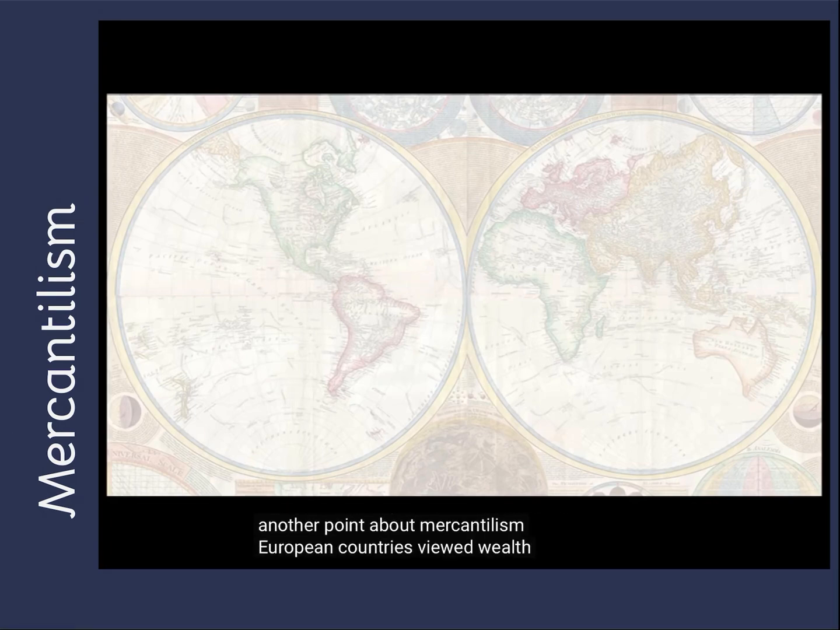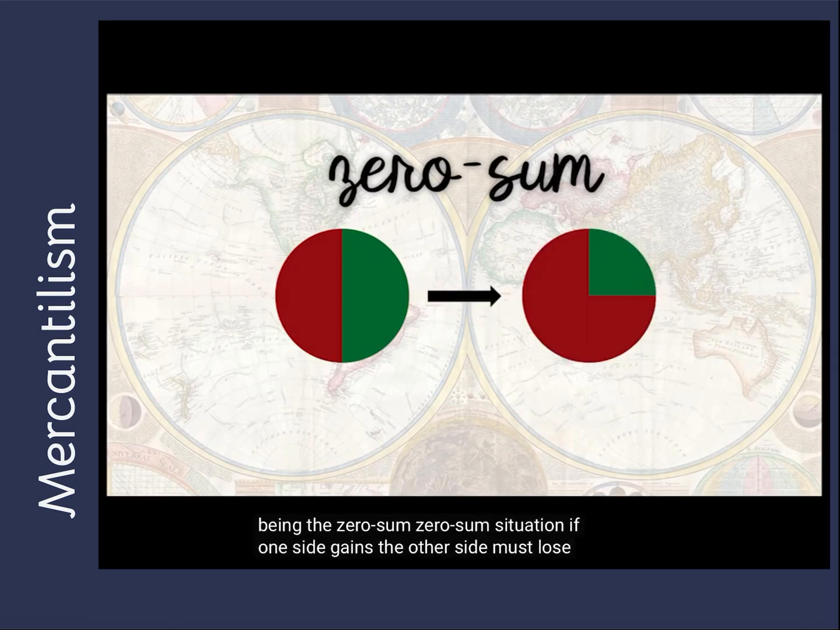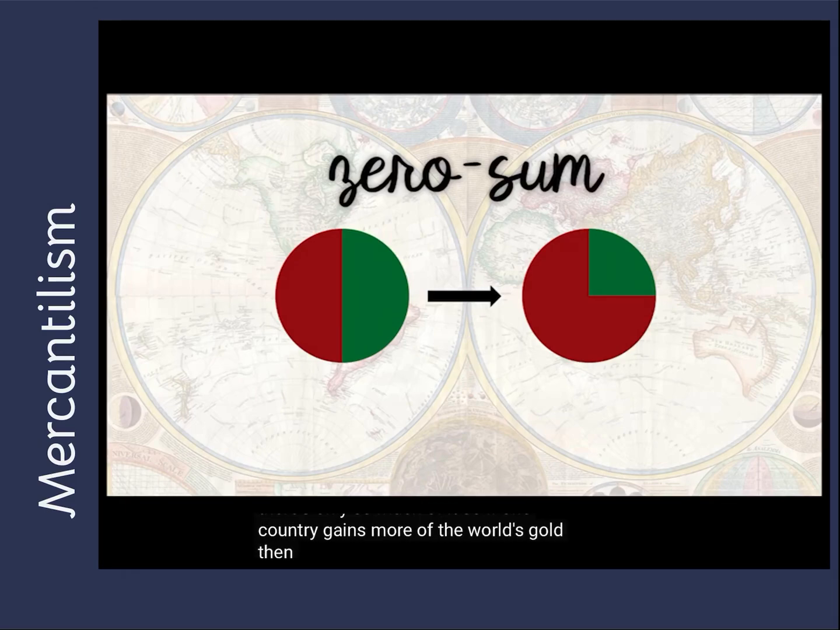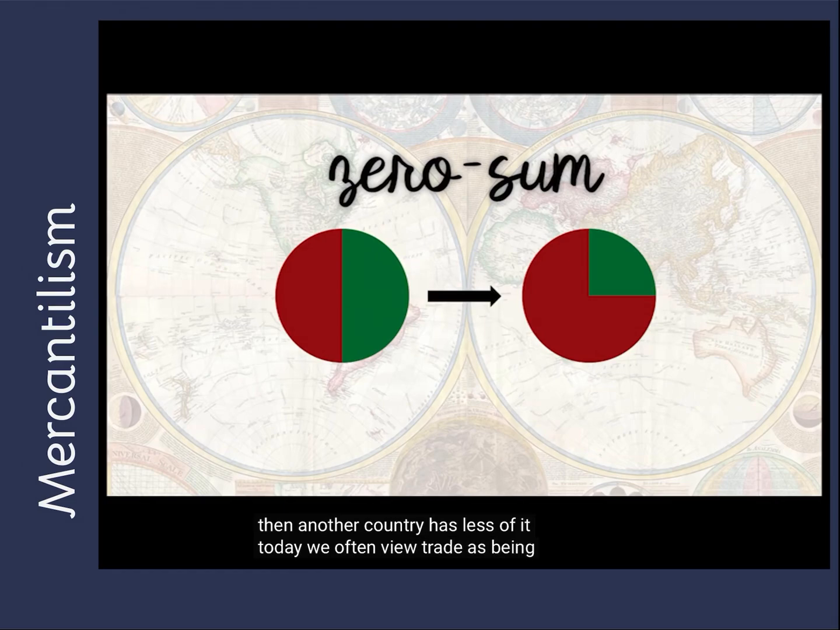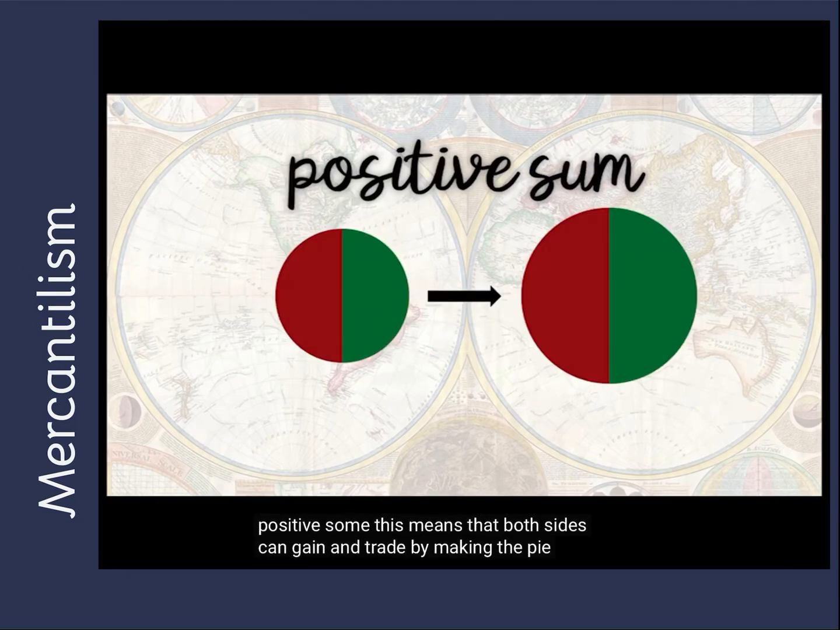European countries viewed wealth as being zero-sum. In a zero-sum situation, if one side gains, the other side must lose an equal amount. They believed this because gold is a scarce resource. There's only so much of it. So, if one country gains more of the world's gold, then another country has less of it. Today, we often view trade as being positive-sum. This means that both sides can gain in trade by making the pie bigger.